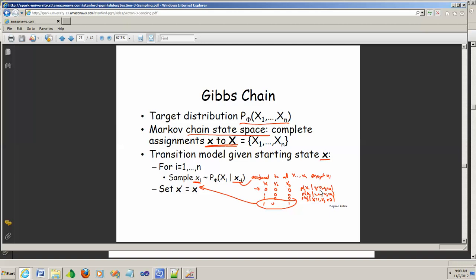You sample that, and let's say we get 1, 0, 0. And then the next thing you do is you go to the next variable x2, probability of x2 given x1 equals 1, x3 equals 0, and then you do it one variable at a time. So you do again the final variable. Let's say you take probability of x3 given x2 equals 0, and then let's say in the end we get 1, 0, 1. And then that's our state for this one iteration, and then you set x prime equals this x.